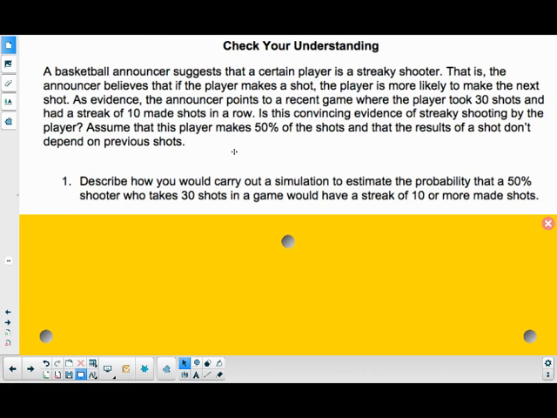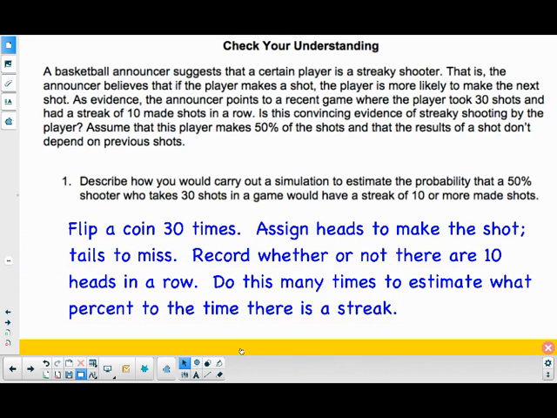So we need to simulate this player making a shot, and it should be a 50% chance of either a make or a miss. You could use a random number generator, either picking a 0 or a 1, or you could have evens be making it and odds missing it, but let's flip a coin. Let's flip a coin 30 times, assign heads to make the shot, tails to miss. Record whether or not there are 10 heads in a row.